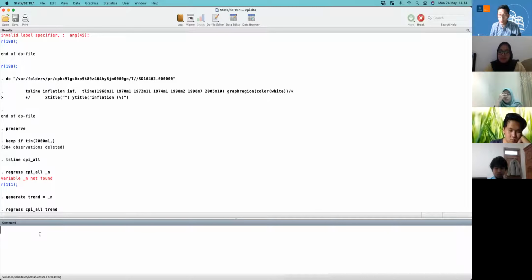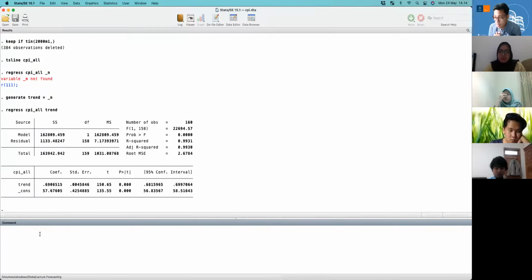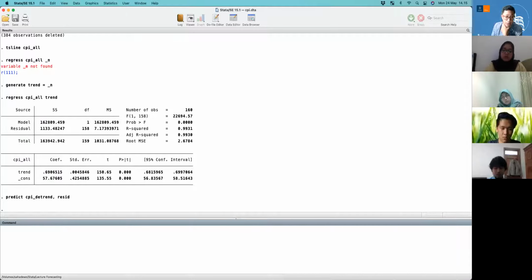Okay, so we don't really care about the regression results itself. However, we care about the detrended time series, and so I'm going to ask Stata to calculate the residual. The residual is going to be called CPI detrend, which is the residual of the regression. And so this is one particular way of getting a detrended series. Okay.